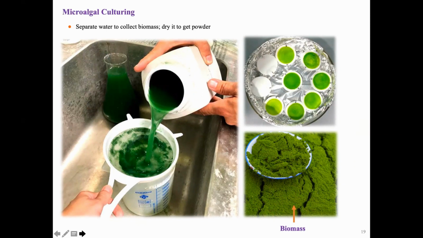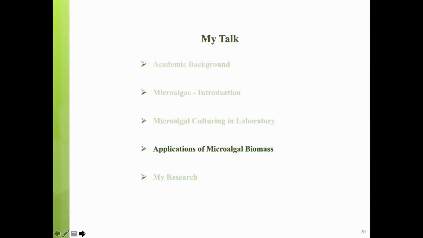Once you have the highly grown microalgae culture, you can then separate the biomass and eliminate the water by several means. You can use filtration or centrifugation, and after these processes, you will get the biomass like this. This biomass of microalgae has several applications. So let's discuss where microalgal biomass can be used.